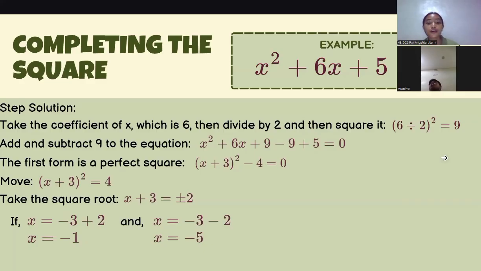Finally, we solve for x. If x + 3 = 2, then x = −1. If x + 3 = −2, then x = −5. So, the solutions are −1 and −5.